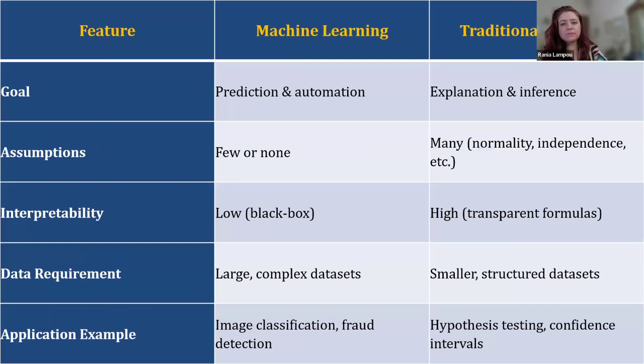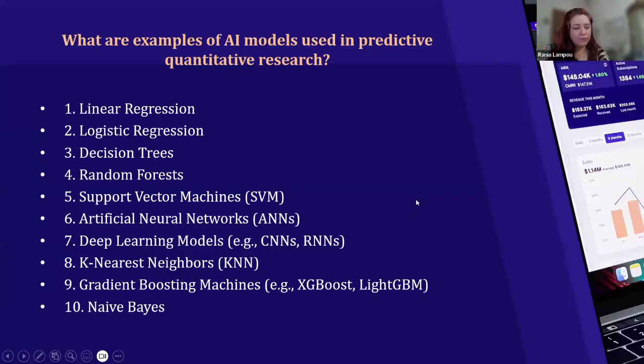So here, in terms of goal, assumption that I mentioned before, the data requirement and the application example that I mentioned. And what examples of AI models are used in predictive quantitative research?